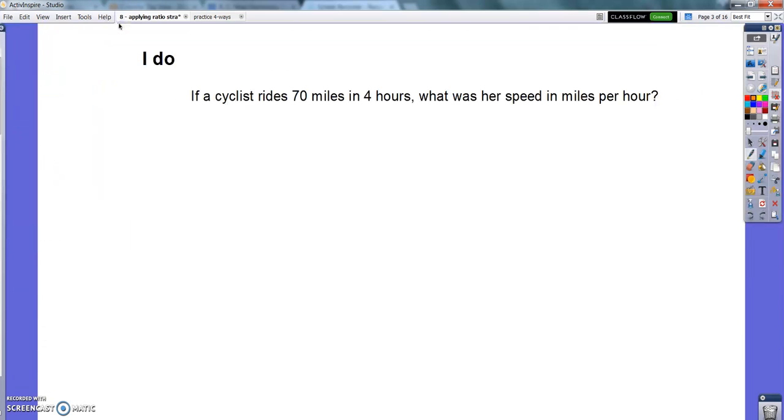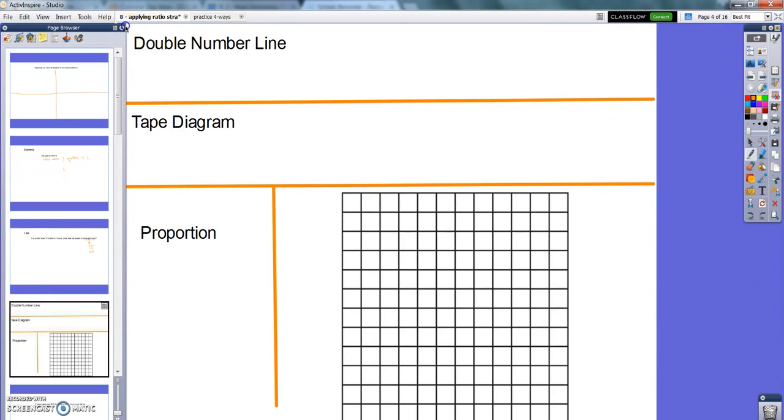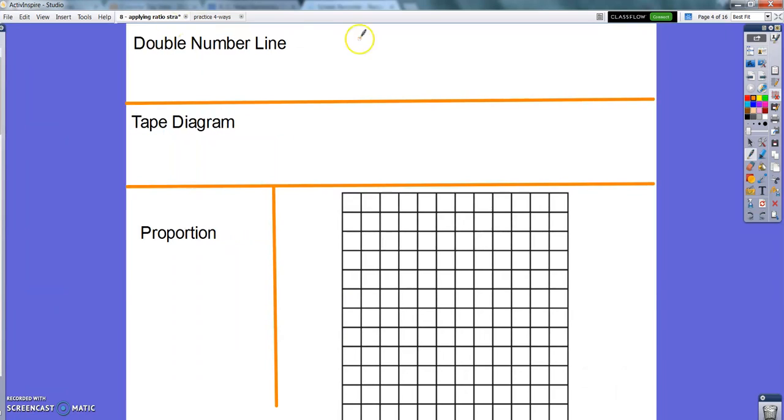If a cyclist rides 70 miles in 4 hours, what was her speed in miles per hour? Per is usually a unit rate word. And you'll notice it's in 1 hour. That's how we know we're looking for a unit rate. So let's think about our strategy of 70 miles, 4 hours. I'm going to write that off to the side here. 70 miles and 4 hours.